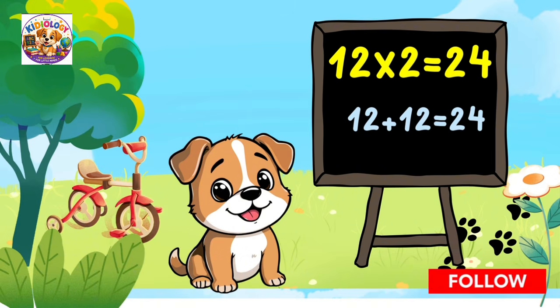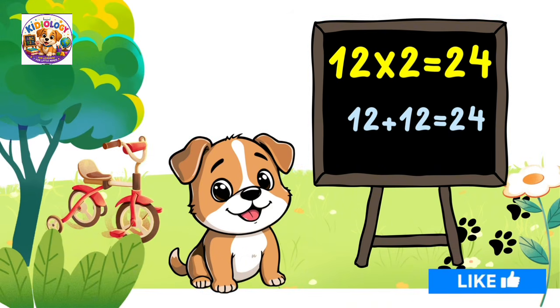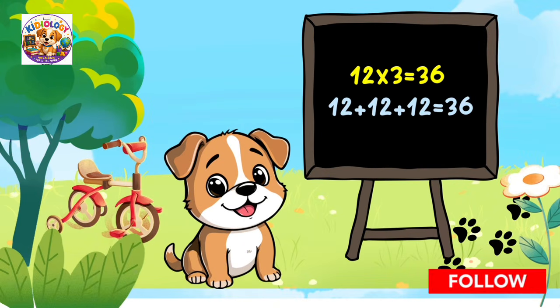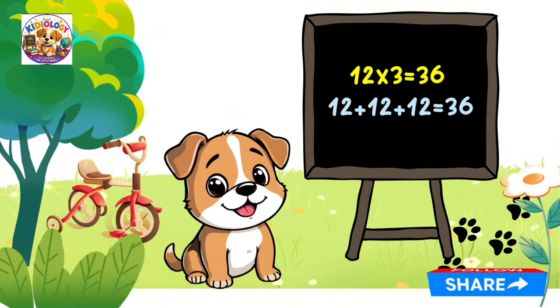When we have two groups of 12, we have 24. For instance, add 12 more in 24. What is the answer? 4 plus 2, 6. 2 plus 1, 3. We get 36. So, 12 3 are 36. When we have 3 groups of 12, the answer is 36.